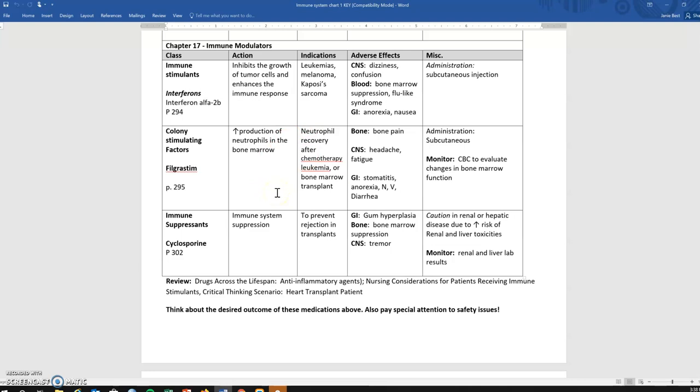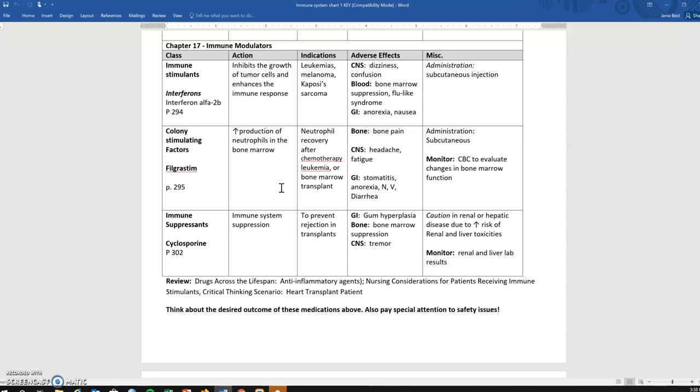Colony-stimulating factors include filgrastim, which is used to increase the production of the neutrophil in the bone marrow. It's typically given to patients to help them recover their neutrophils after chemotherapy, for patients with leukemia, or after a bone marrow transplant. Bone pain is a very common adverse effect of a colony-stimulating factor, and patients ache like they have the flu. So you need to teach them to anticipate bone pain, because most patients do have that.